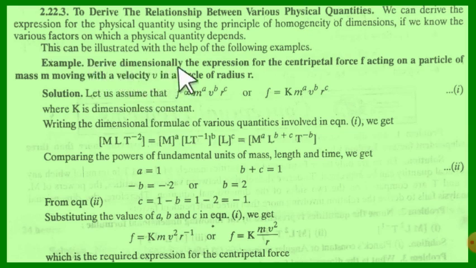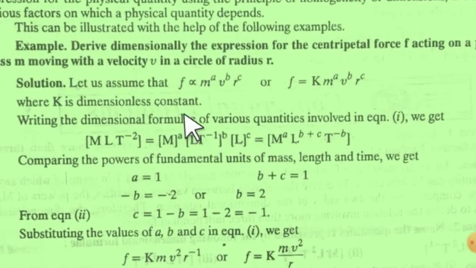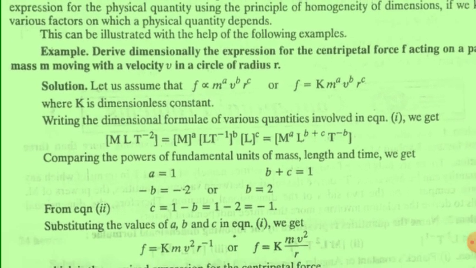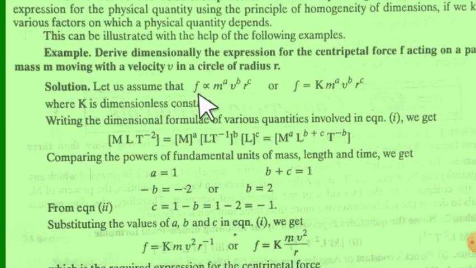Derive dimensionally the expression for the centripetal force F acting on a particle of mass m moving with velocity v in a circle of radius r. So this will be the expression for centripetal force. You must be knowing the relation for centripetal force as F equals m v square by r. Here, your force is directly proportional to the mass.